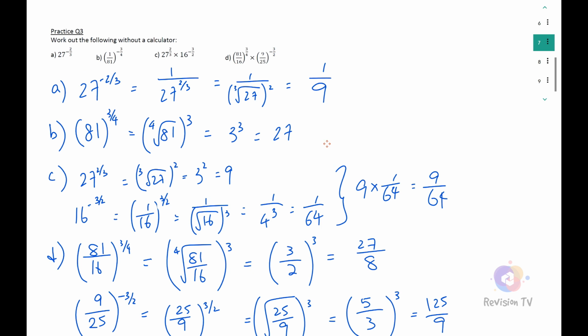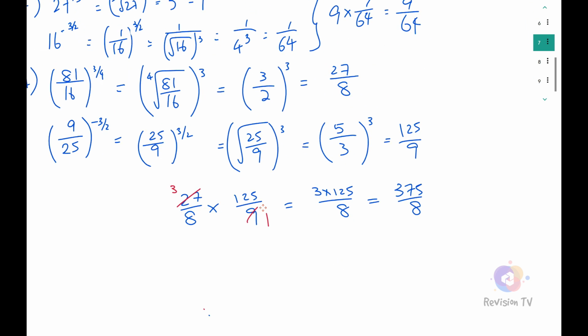Here come the answers. For A, the answer is 1/9, B is 27. For C, you get 9 for the first bit, and 1 over 64 for the second bit, and when you multiply them, you get 9 over 64. For D, the first bit, 81 over 16 to the power of 3 over 4, you simplify it and you get 27 over 8. For 9 over 25 to the power of negative 3 over 2, do the negative first, flip the fraction, and so on. Simplify it and you get 125 over 9.